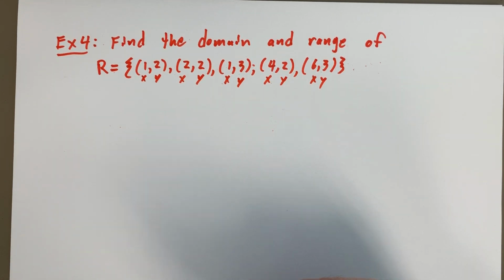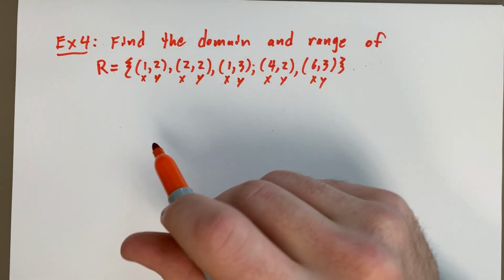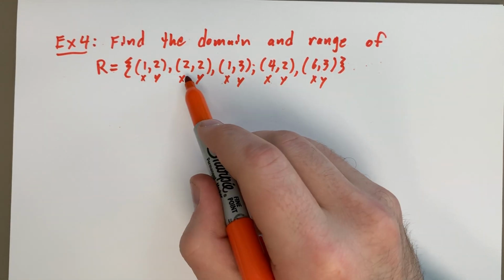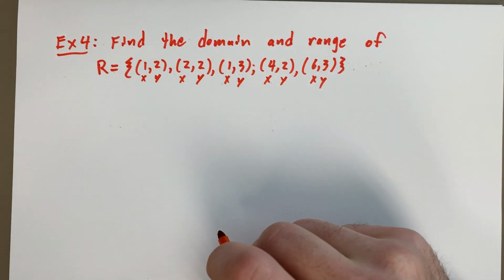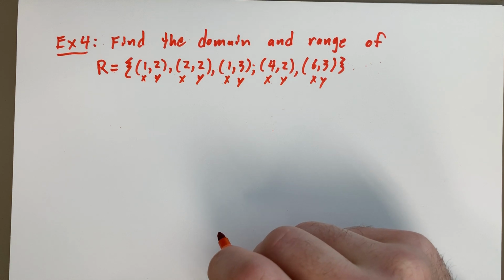So remember, a function is going to map one input to exactly one output, one unique output. All right? So in this case, we have 1 going to 2, 2 goes to 2, 1 goes to 3, 4 goes to 2, and 6 goes to 3. So is this a function? Gotta be very careful with this. Does each x value go to exactly one y value?